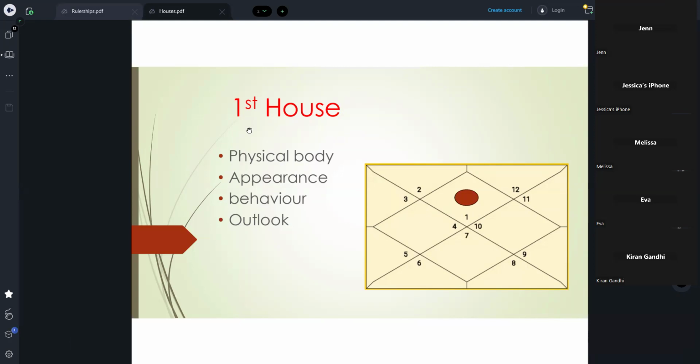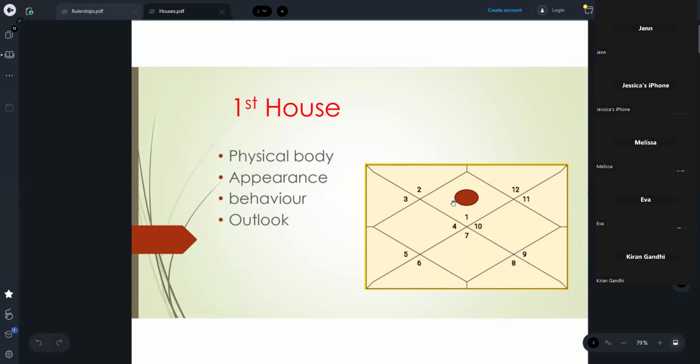So here you're looking at a birth chart. I think Himani was referring to the Western chart, which is a circular chart. It's just a different way of looking at it. It's the exact same thing, right?